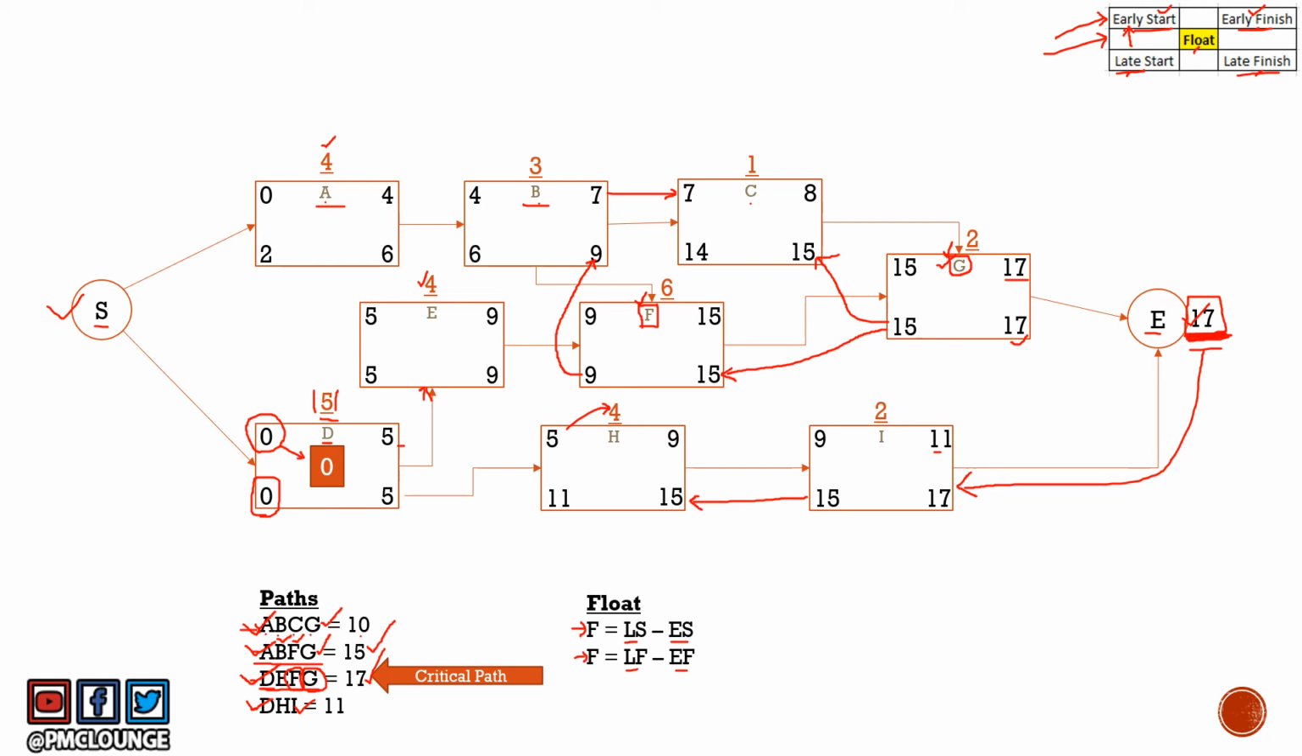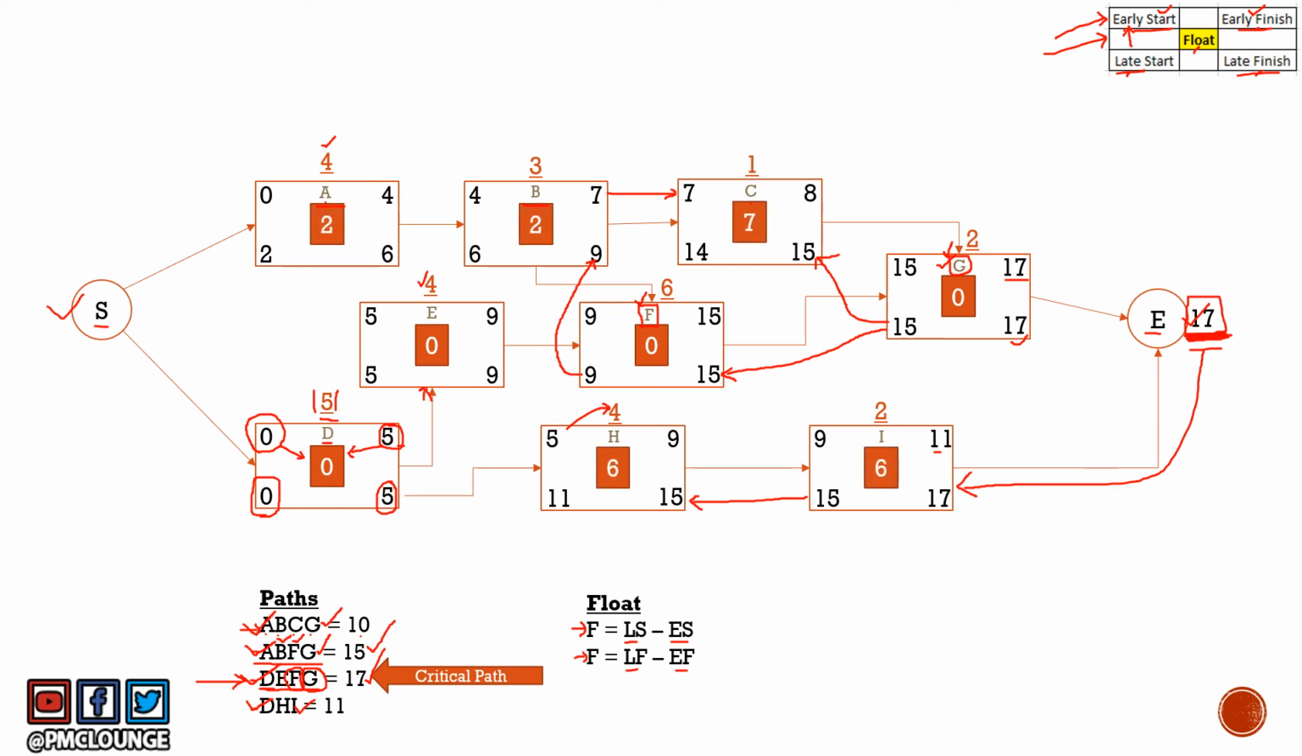If you similarly subtract the late finish of 5 with the early finish of 5, you'll still get 0. So the float for activity D is 0. Similarly, float for other activities on the critical path D, E, F, G is going to be 0 because there is no free time for these activities. These activities are on the critical path. They cannot be delayed, right?